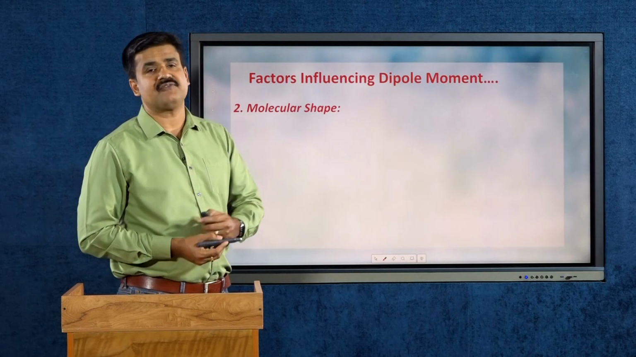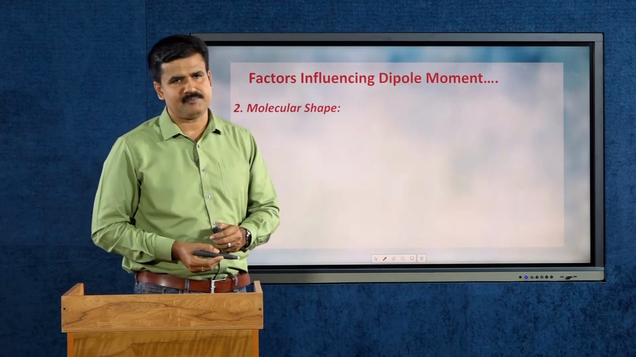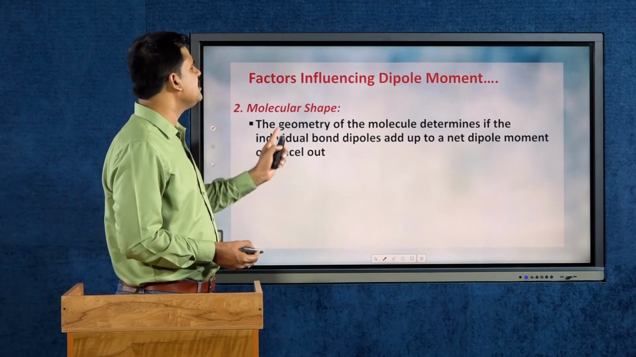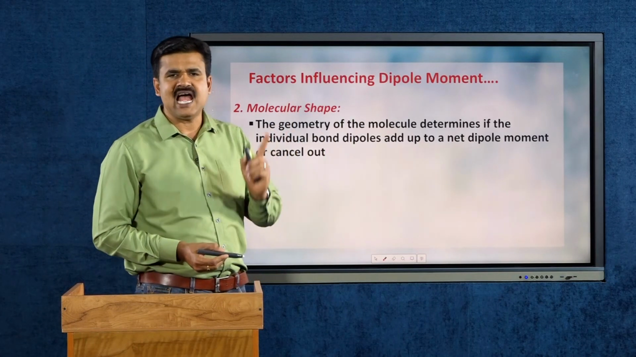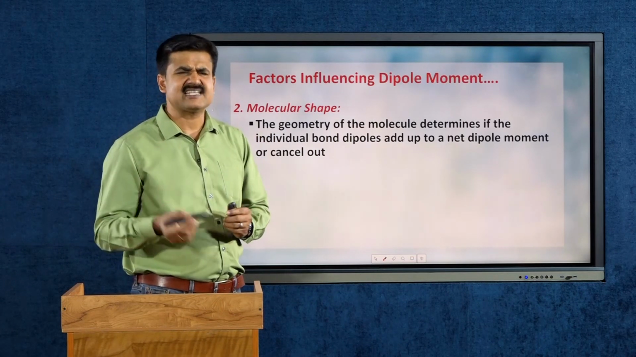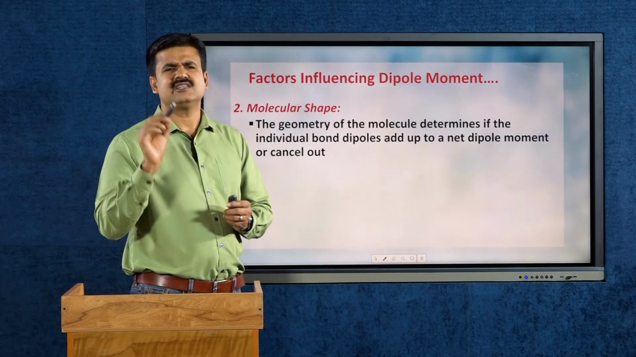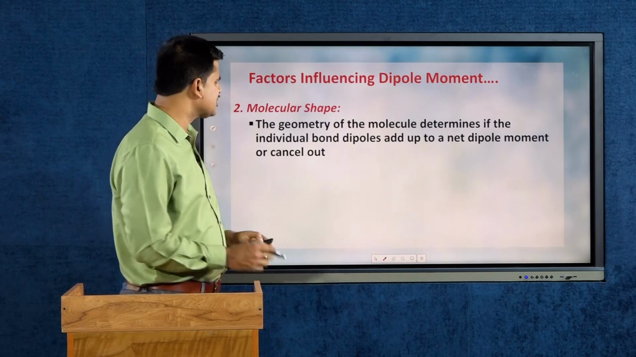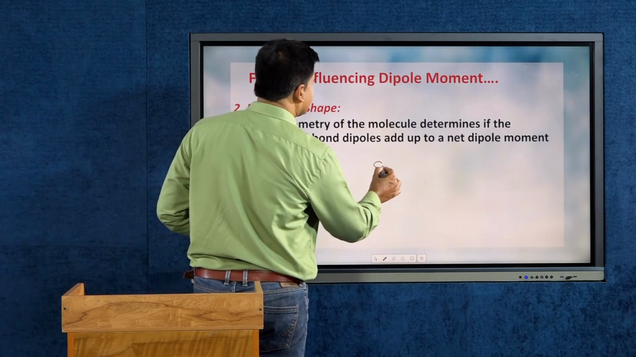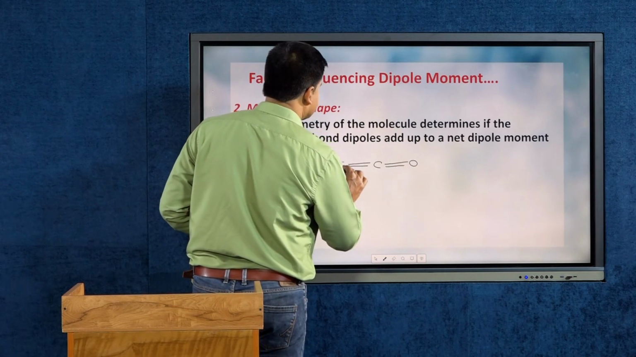Now, the second factor that governs dipole moment is molecular shape. The geometry of the molecule determines if the individual bond dipoles add up to a net dipole moment or cancel it. There may occur some cancellation effect, there may occur some add-up effect, etc., strictly connected to the molecular shape. This I can illustrate by taking an example. Consider the carbon dioxide molecule. Carbon dioxide can be represented as a linear arrangement like this.